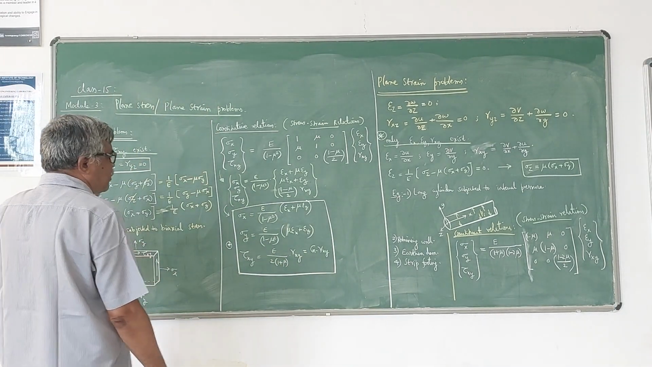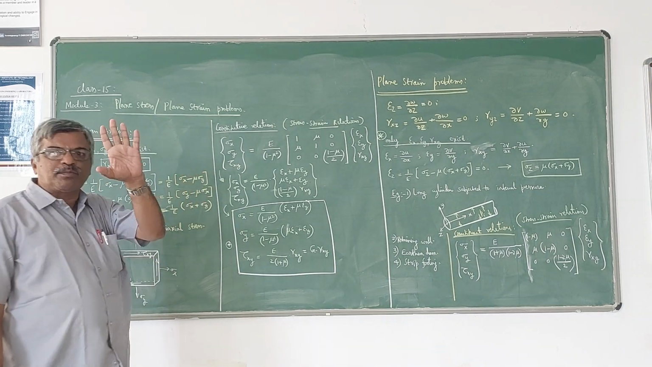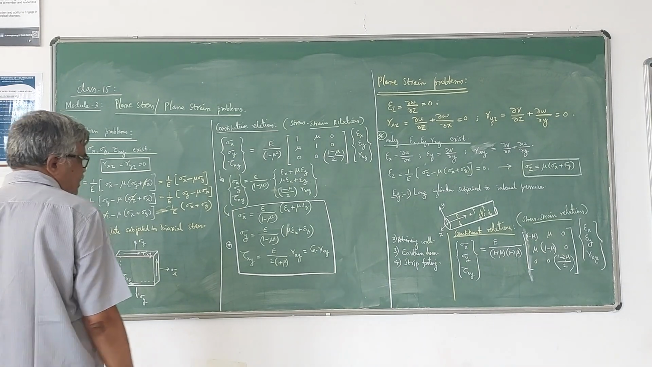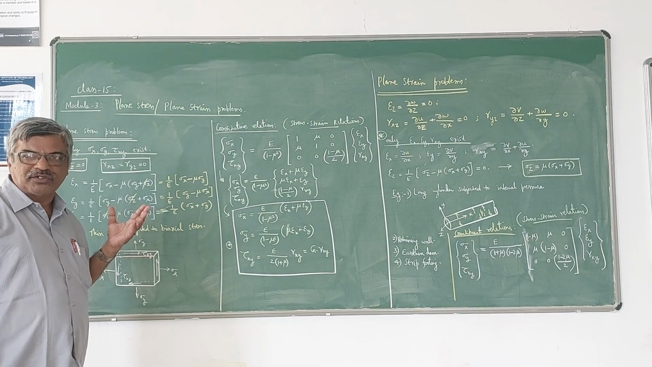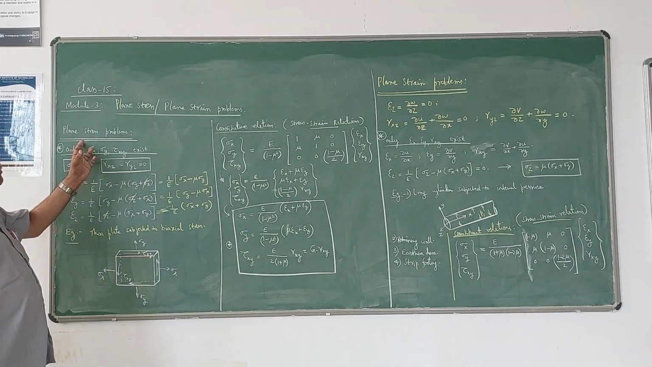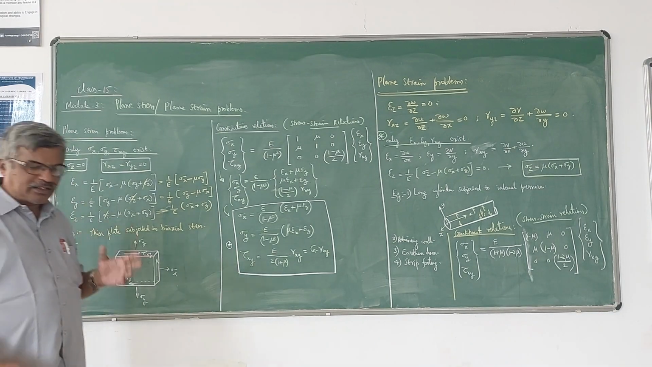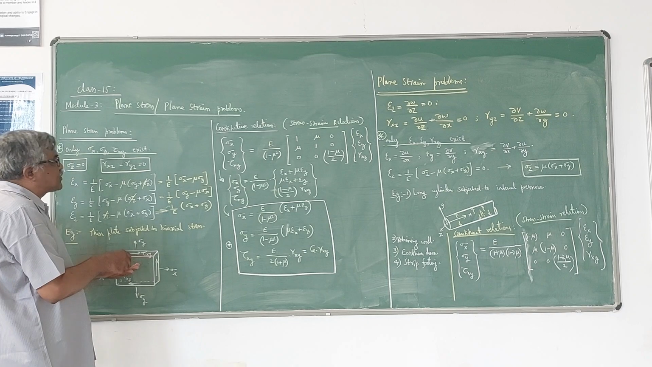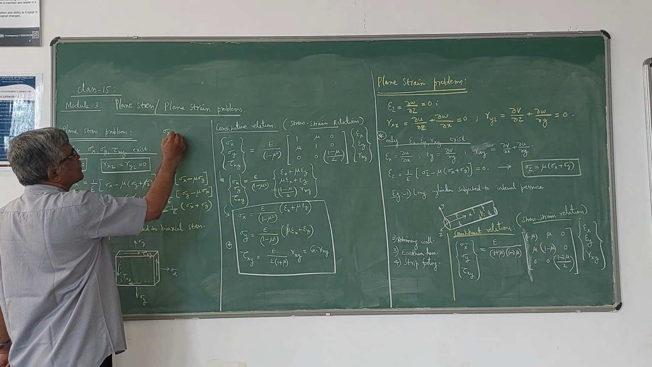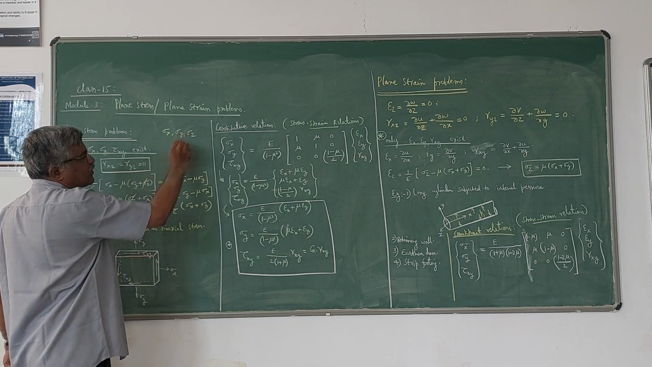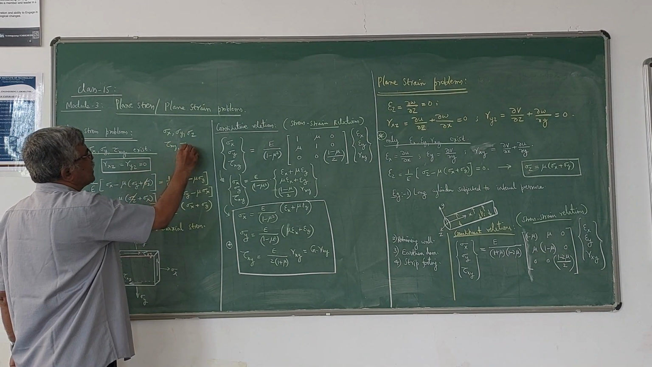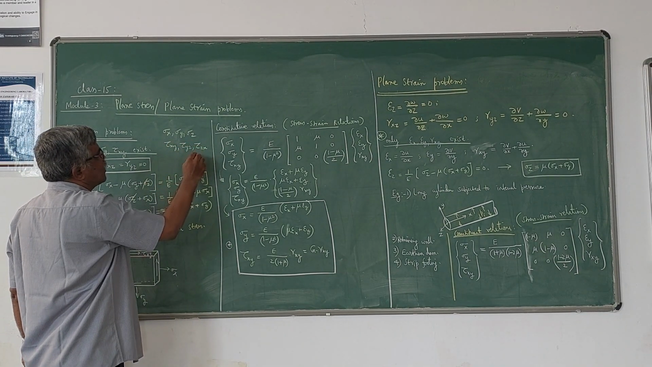Three-dimensional problems can be reduced to two-dimensional problems in some practical cases. In that, you have two types. One is the plane stress problem, another is the plane strain problem. Now let us see what the basic concepts of plane stress and plane strain problems are. In the case of plane stress problems, out of those 6 stress components, sigma x, sigma y, sigma z are the normal stress components. Tau xy, tau yz and tau zx are the shear stress components.